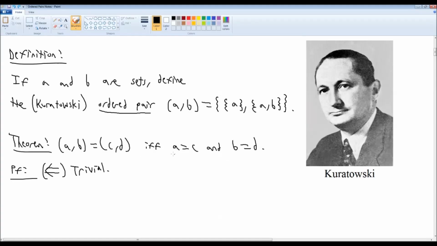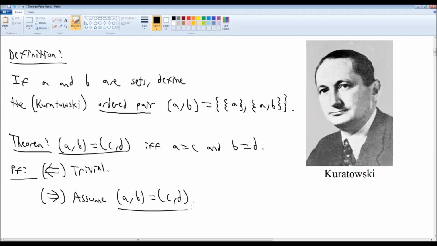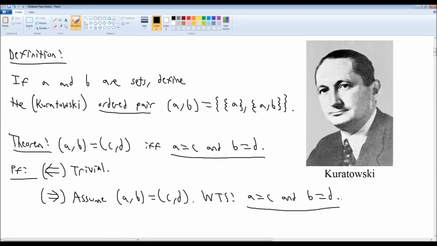Well, the backwards direction is super easy, right? Because if these guys are equal, then you can just substitute C in place of A and D in place of B. And so, of course, these ordered pairs have to be equal. So let's prove the forward direction. Assume these ordered pairs are equal, and we want to show that A equals C and B equals D.